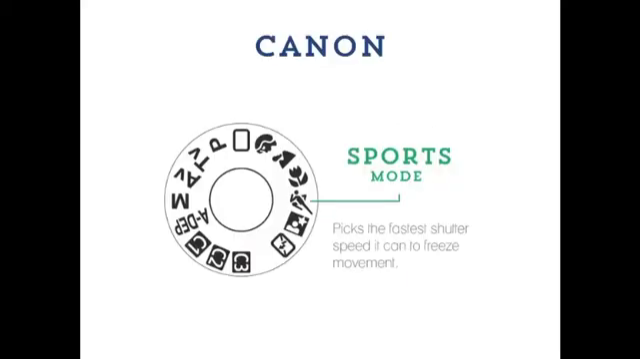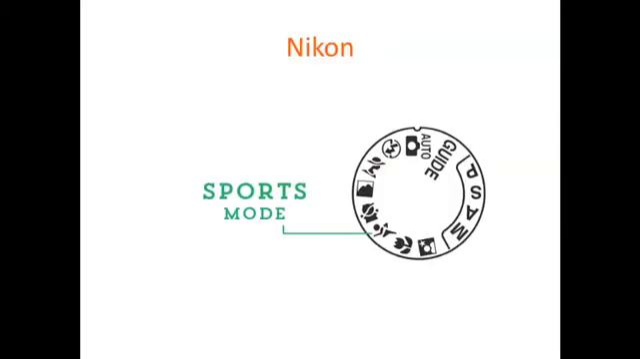The next setting we're going to talk about is sports mode. That's the icon of the little man running. And it tries to pick a relatively fast shutter speed so that it can freeze movement based upon the lighting situation. And that's helpful if you're photographing cars racing down the street, or runners at a track meet, or dancers. We want to be able to freeze their movement and their motion, and sports mode can help you with that. It's also a person running on Nikon, so it's very similar on both cameras.